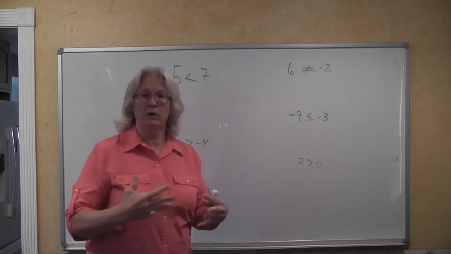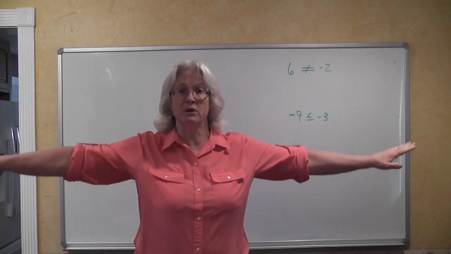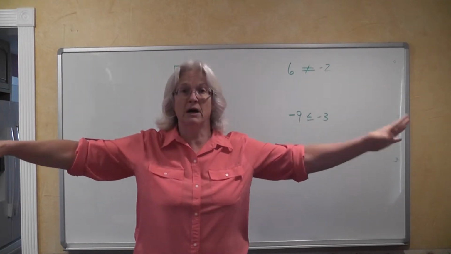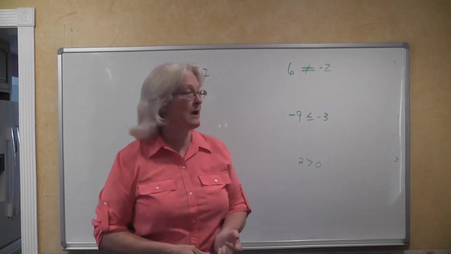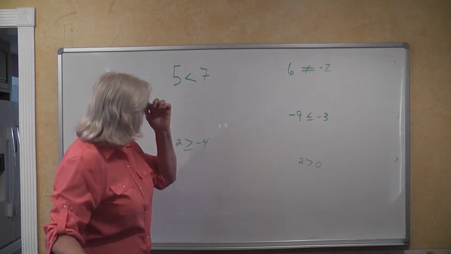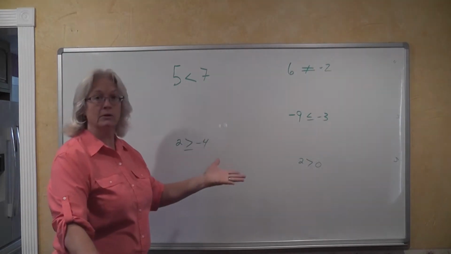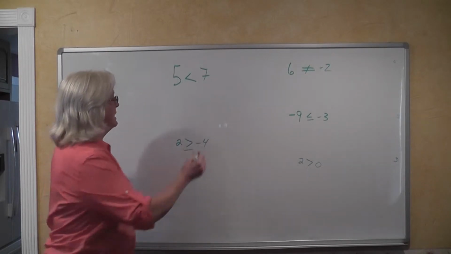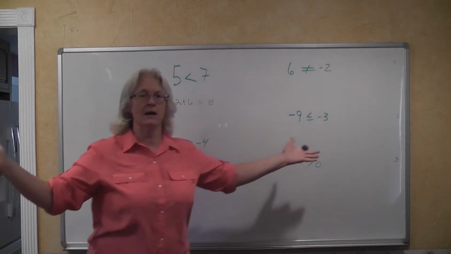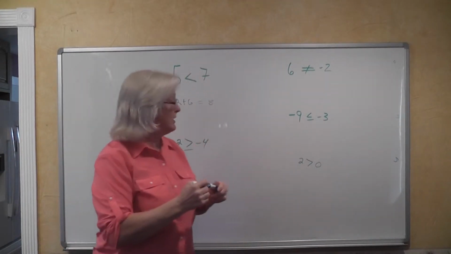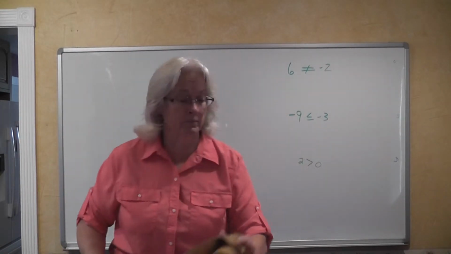We're continuing on, and we've learned that inequalities are different from equations because in equations, both sides of the equal sign have the same exact value. Inequalities, however, are statements that are not equal. 5 is less than 7. 2 is greater than or equal to a negative 4. It's not like saying 2 plus 6 is equal to 8. You have the same value on both sides of the equation there, but here we have differing values. And this is what inequalities are.